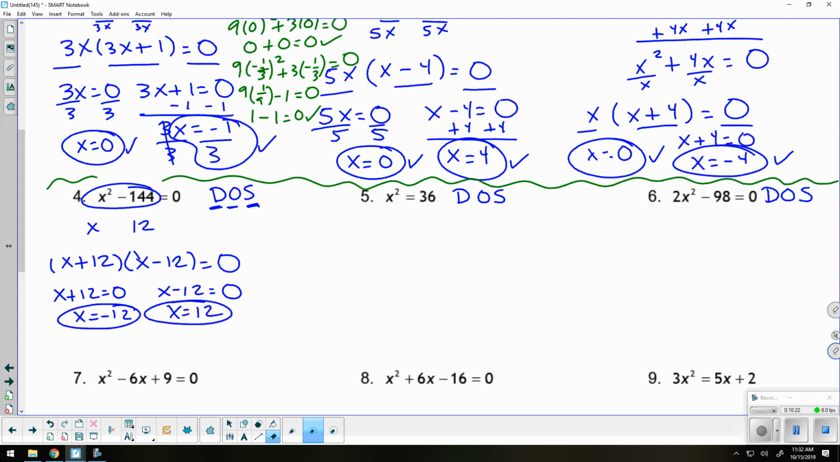You can also write your answer like this. That just makes it easier. So just saying that x equals both positive and negative 12, that'd be fine as well.